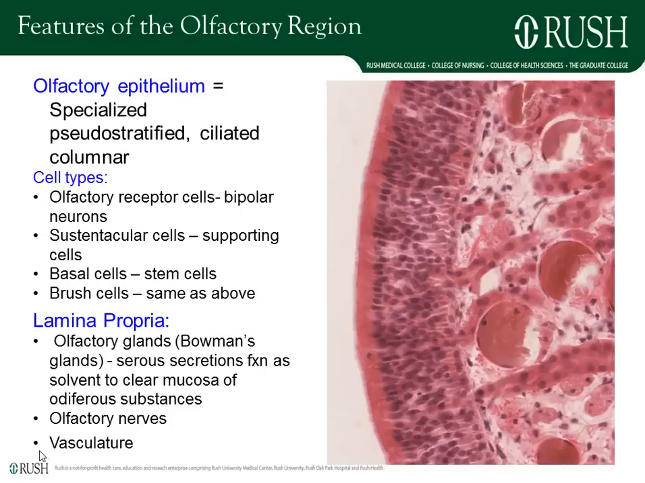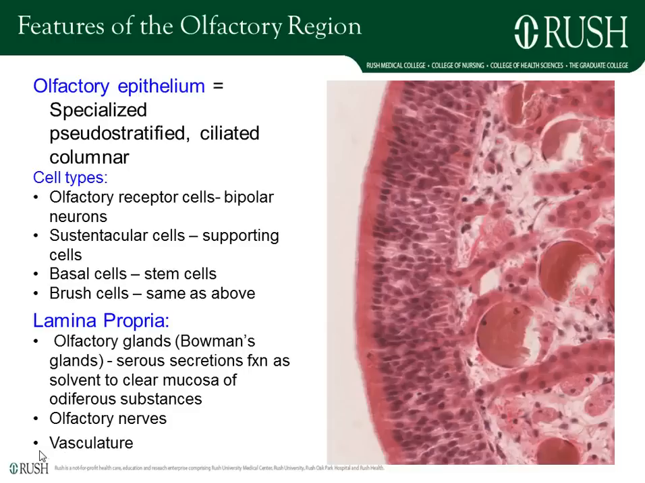Now let's take a look at the olfactory epithelium. So at first glance, comparing the picture in this slide to the prior one, you can see the olfactory epithelium is quite a bit thicker. It has more depth, it appears to have more cell layers. However, this is still called a pseudostratified ciliated columnar. However, it's specialized, and it has different cell types in it than the respiratory epithelium did.